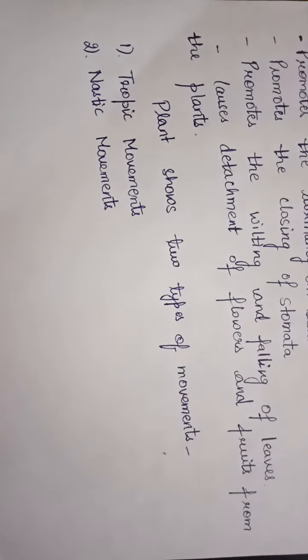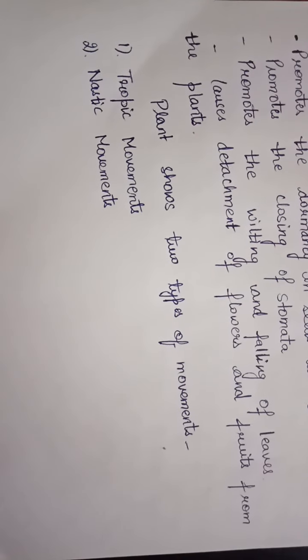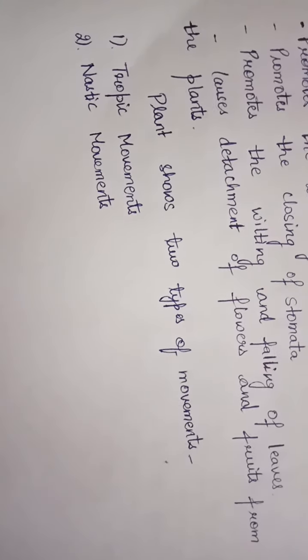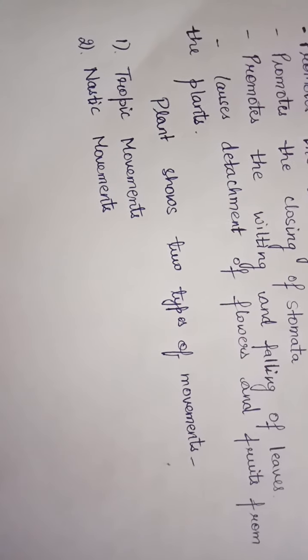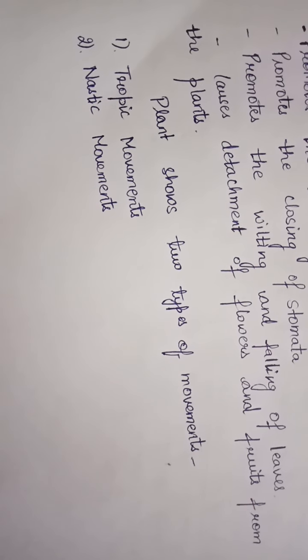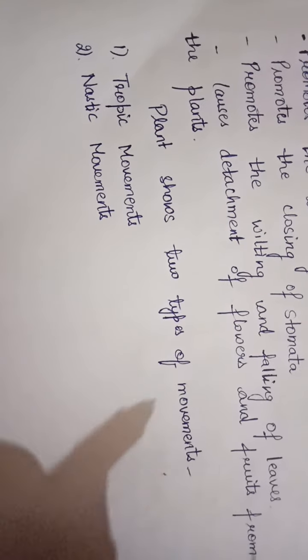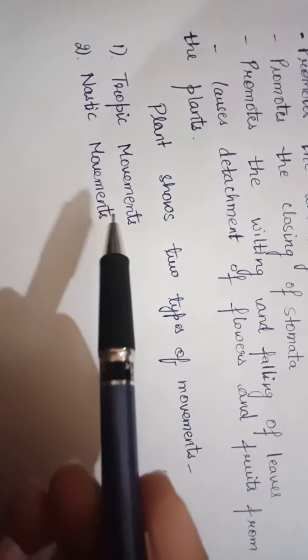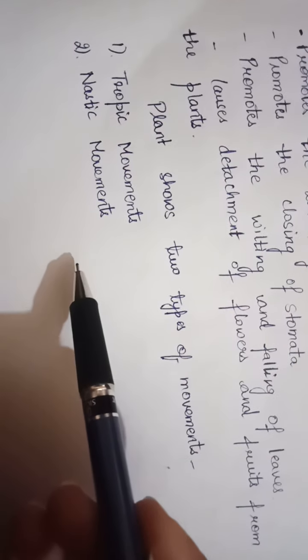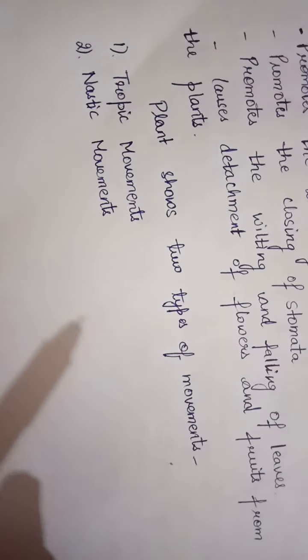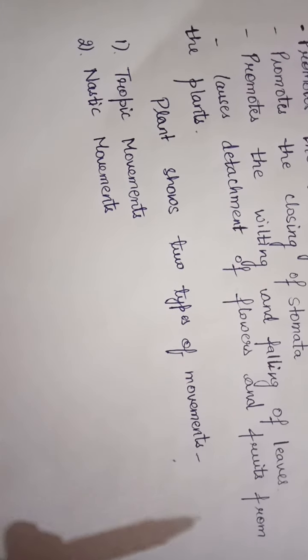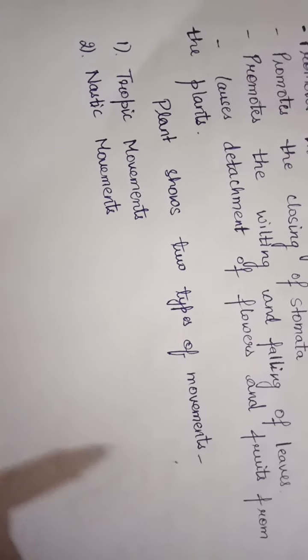Next we will study about the movements. There are two types of plant movements, that is tropic movement and nastic movement. The movement in any part of a plant is usually a growth movement.